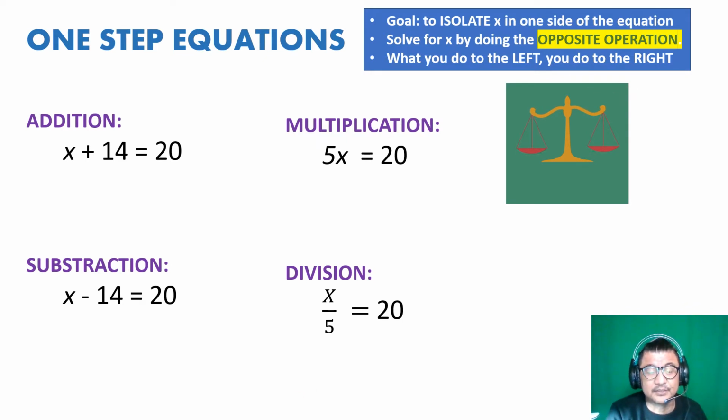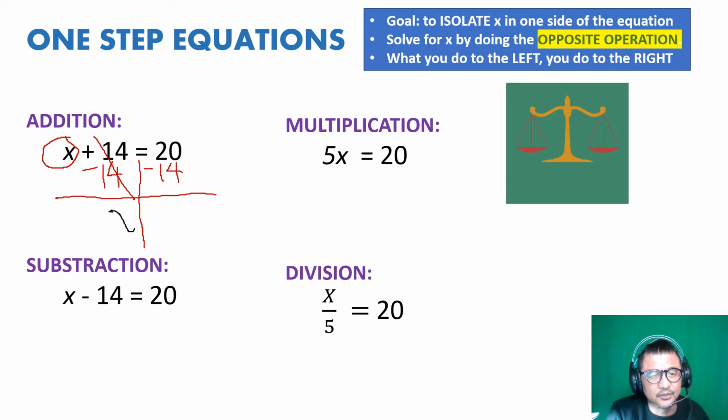Okay, let's do this one. This is just a quick review. I want x to be alone on the left side of the equation, right? So I need to get rid of the plus 14, so I take away the opposite. So that's minus 14 for you, minus 14 for you. That cancels out. Guess what? X is alone on the left side. On the right side of the equal sign, it's going to be 6. So the value of x is 6.